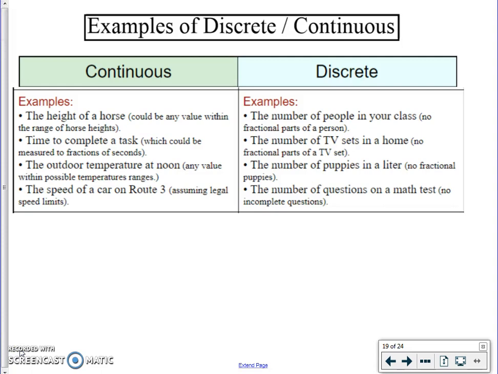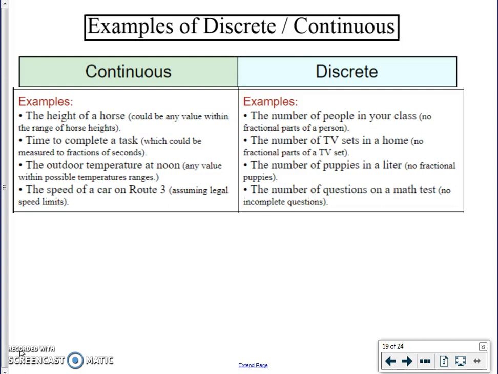The height of a horse. I can have any value within the range of a horse's height. If the height of the horse is 10 foot, horses can grow maybe from 0 to 10 feet in the air. That seems kind of tall, probably not that tall. But I can have a horse at 1 inch, and 5 inches, and 60 inches, and 70 inches. Those are all leading up to 10 feet, which would be 120 inches. Any value would work between those 0 and 120 inches, or those 0 and 10 feet.